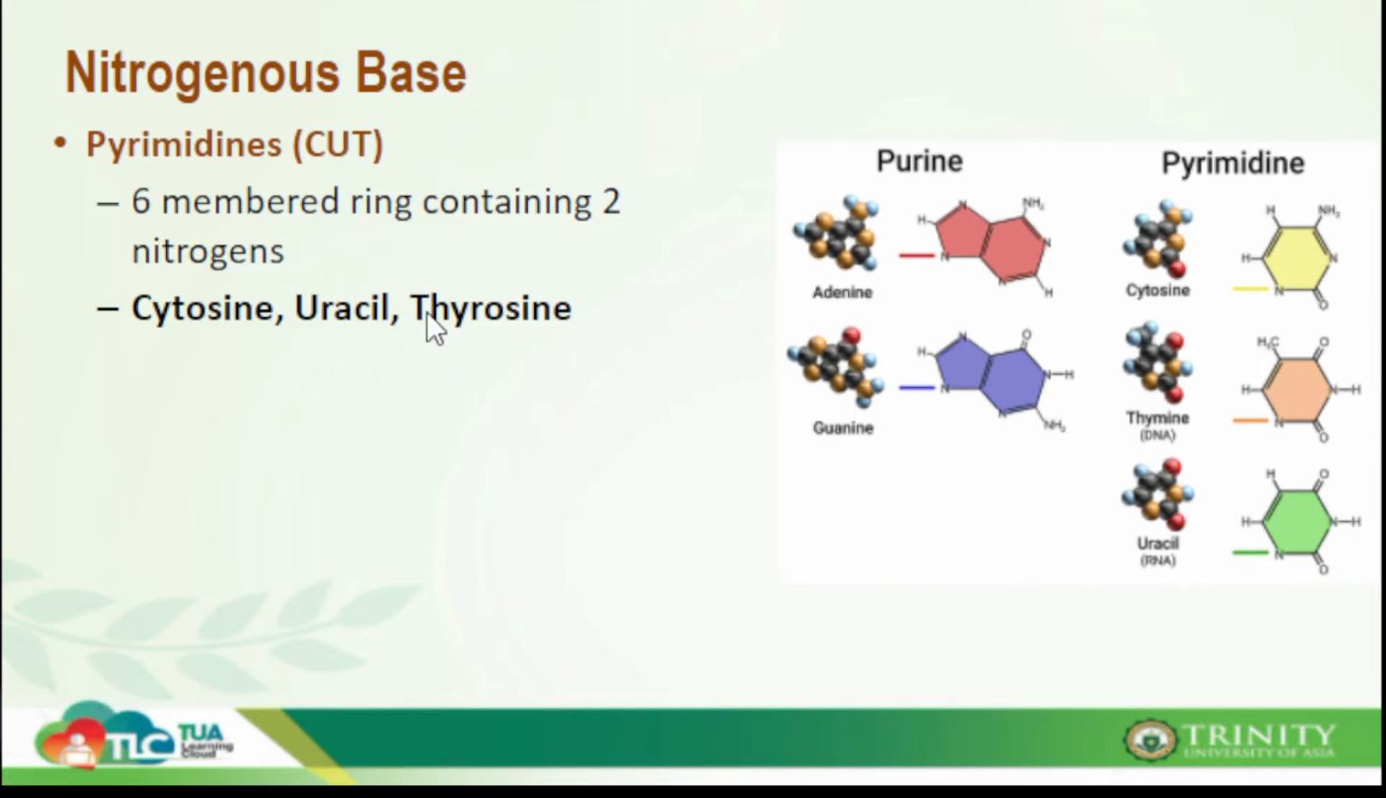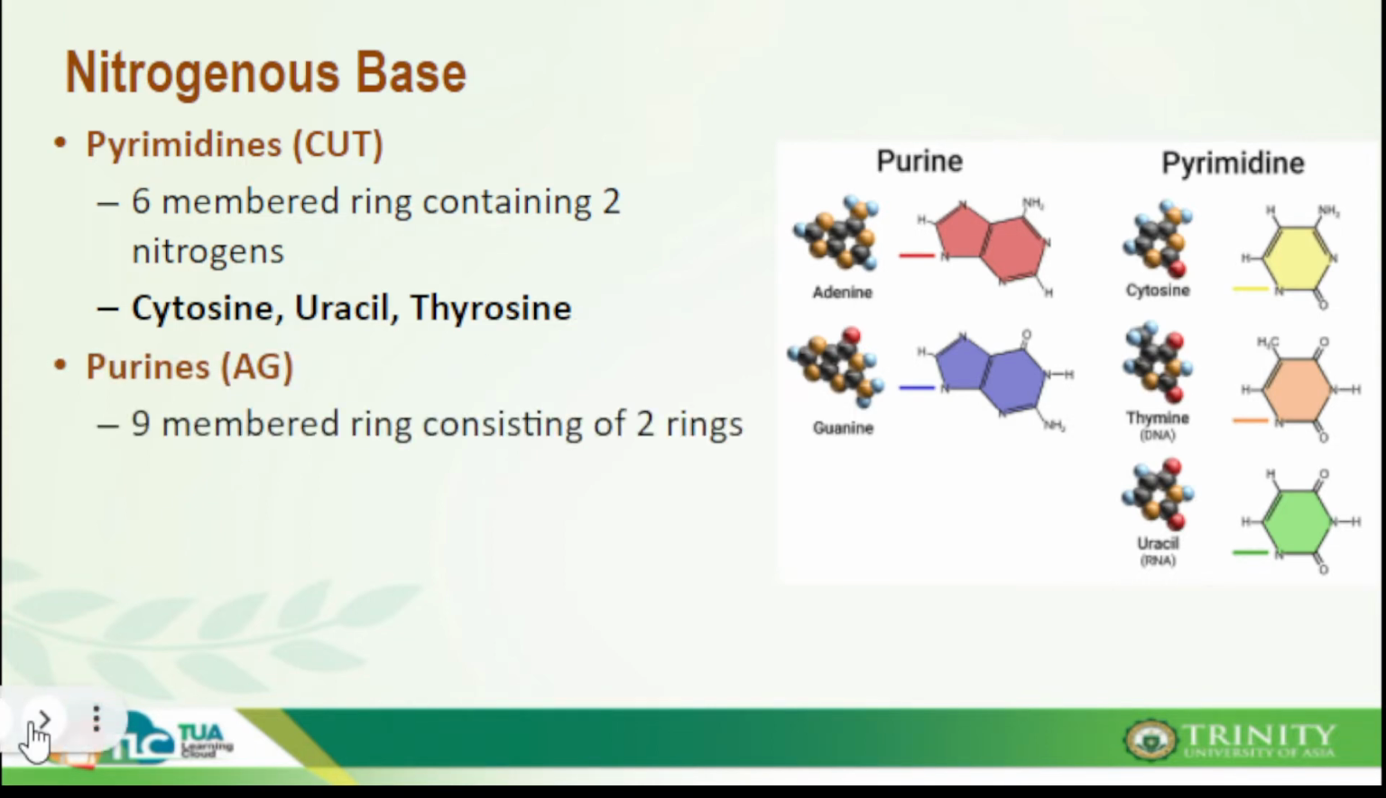Please forgive me, this should be thymine, okay? And then your purines, which are 9-membered rings forming 2 rings, as you can see in this image. Now let's count them up. 1, 2, 3, 4, 5, 6, 7, 8, 9. Okay, 9-membered rings composed of 2 rings. All right, and we have 2 types: your adenine and guanine.